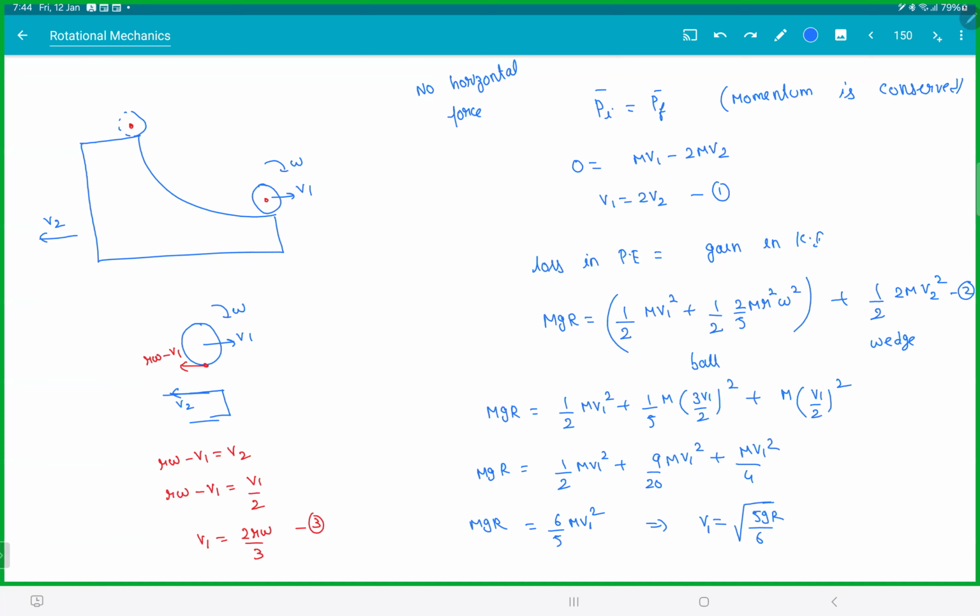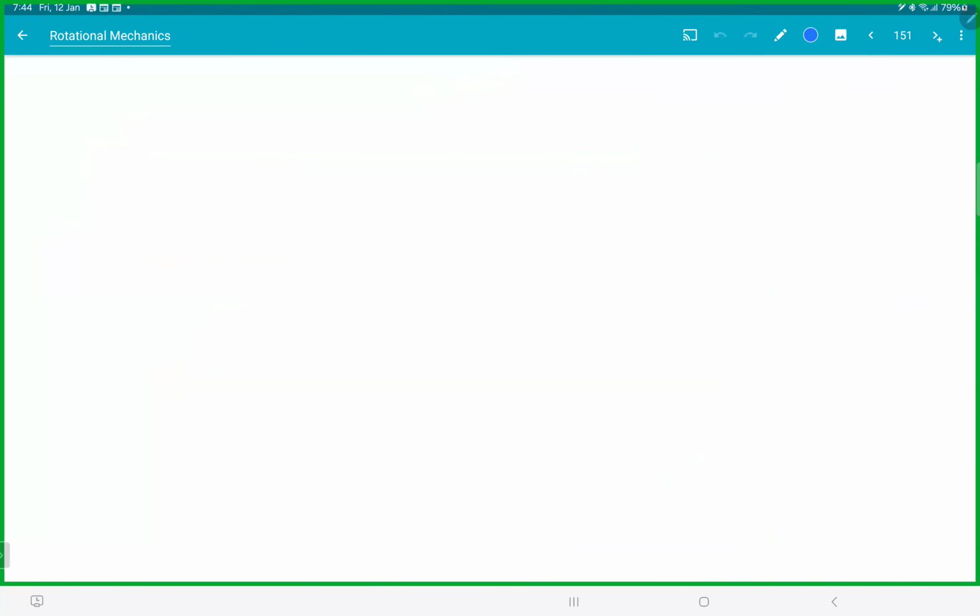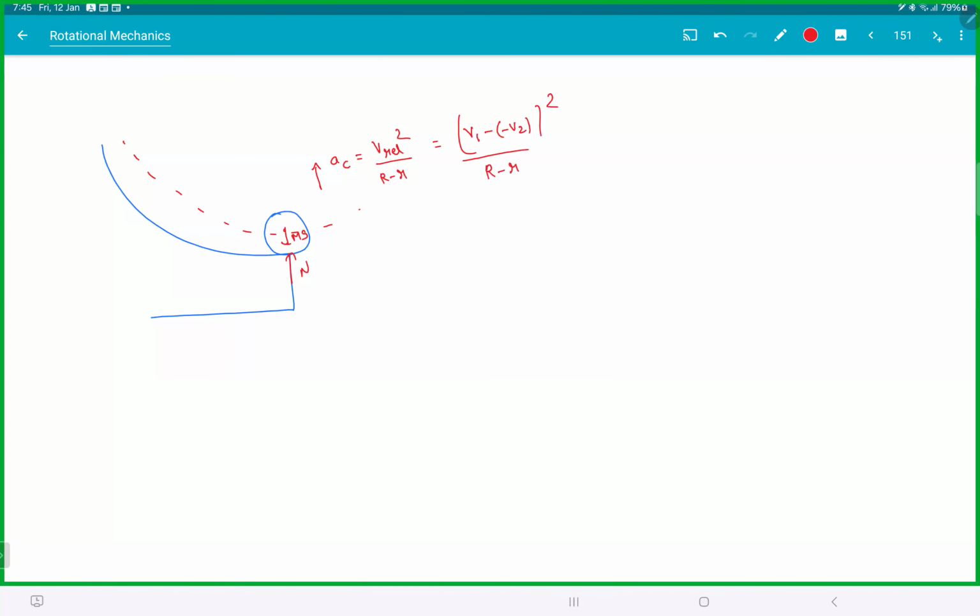Clear? Then what about the normal reaction? That comes in the next one, if you remember. So when you draw the FBD, now be careful here. Normal reaction, mg, you are going in a circle. So there will be a centripetal acceleration, which is v relative square by radius, which is R minus r. You have to take the radius of the center of mass. So it's not R. And what is v relative here? v1 minus of minus v2, whole square by R minus r. Hope you remember this. So normal reaction will be mg plus m (v1 plus v2) whole square by R minus r.